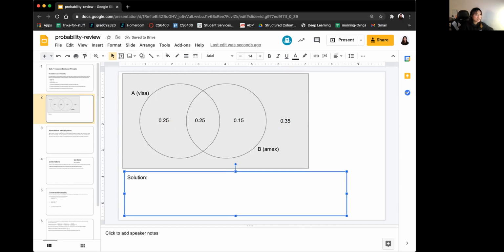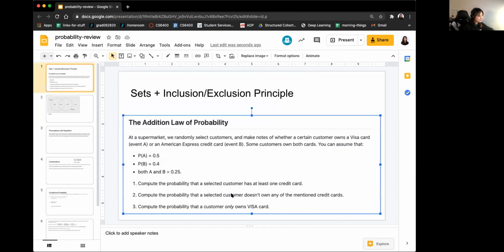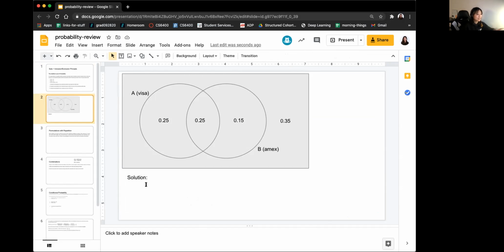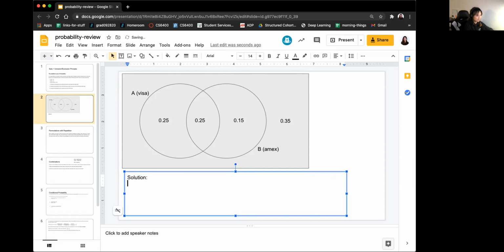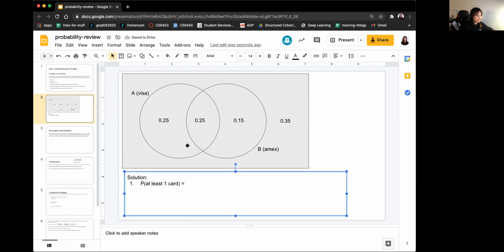So just like that, we actually have our entire Venn diagram filled. And let's see what these questions are. So the first one is the probability that a selected customer has at least one card. Well, because we have everything filled out here, it actually becomes a lot simpler to solve, right? So at least one card, you can see that all we have to do is add up these numbers, because each of these crescent moon shaped parts are them owning one of the cards and the middle is both. So the probability of at least one card becomes 0.25 plus 0.25 plus 0.15, which gives us 0.65.